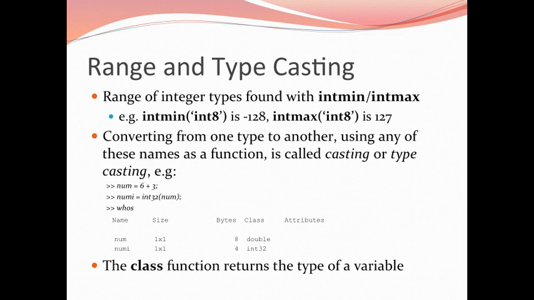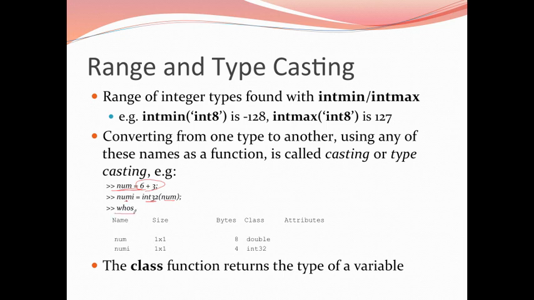One thing you can do is you can convert from one type to another using any of these names, single, double, int8, etc., as functions. And this is called casting or typecasting. So for example, let's say I start a variable num and I initialize it to have the value of 9. So by default, that's going to be a double variable. But then I'm going to take that variable and I'm going to pass it to the int32 function and create a new variable called num_i. So it's not going to change the value that's stored in it, that will be 9, but the type of this variable is going to be int32 rather than double.